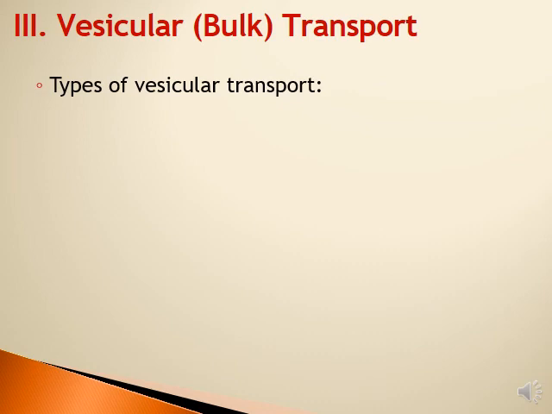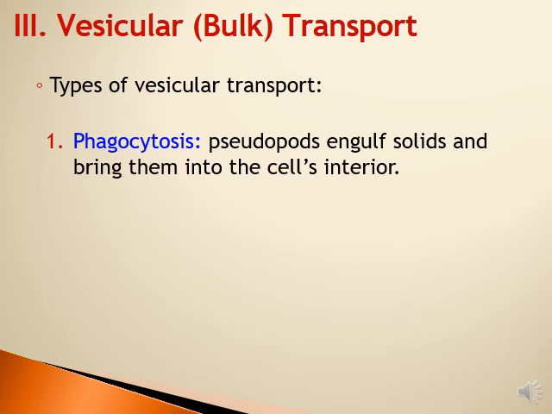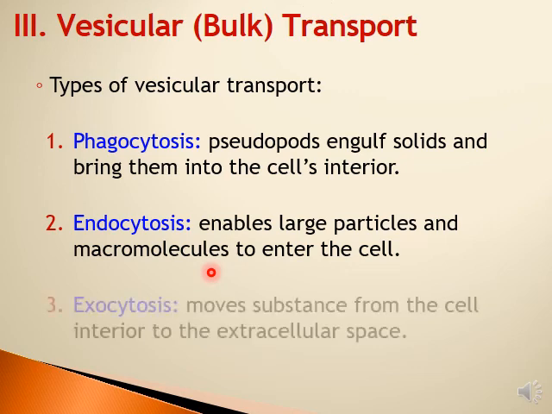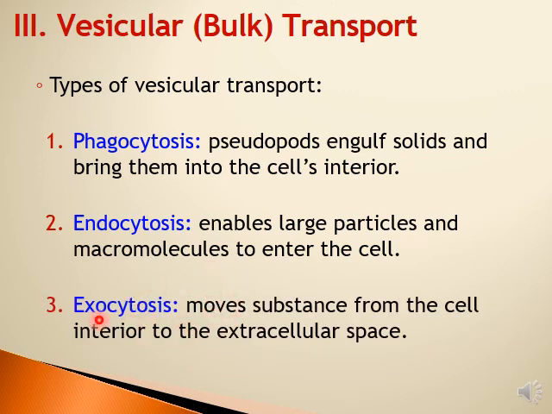So in vesicular transport, we have different types. Of course, the cell can take things into the cell and also can release products from the cell by a process opposite to the endocytosis and phagocytosis. So we have phagocytosis, where pseudopods engulf solids and bring them into the cell's interior. We have endocytosis that enables large particles and macromolecules to enter the cell. And we have the opposite to phagocytosis and endocytosis, which is exocytosis, movement of substances from the cell interior to the extracellular space. And the best example is the release of neurotransmitters from nerve endings, where vesicles containing, for example, acetylcholine are releasing their content of neurotransmitter molecules in the synaptic cleft at the synapse.